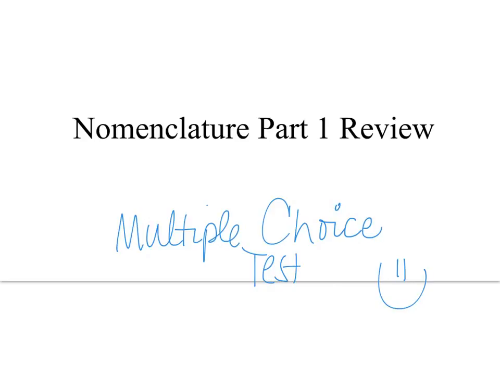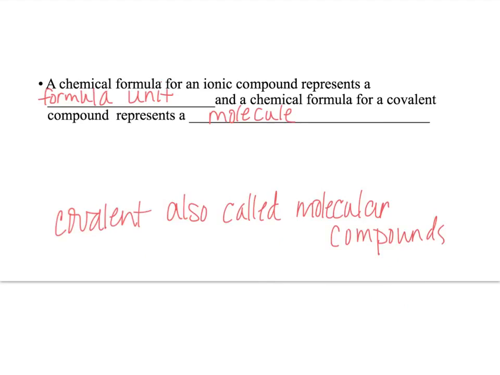for naming and writing formulas, because that's what this test is going to be about, and answering a few questions about how you go about naming them. So let's get started on the first question. Question 1 says a chemical formula for an ionic compound is represented by a formula unit, and a chemical formula for a covalent compound is called a molecule. We also sometimes call covalent compounds molecular compounds because they are forming molecules.